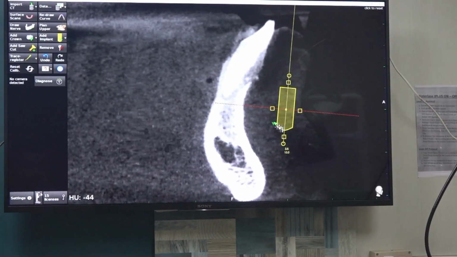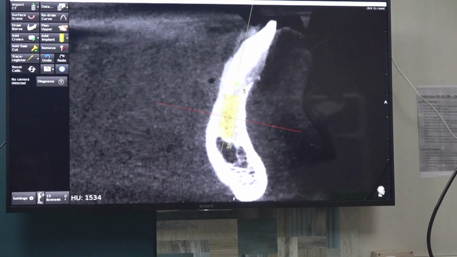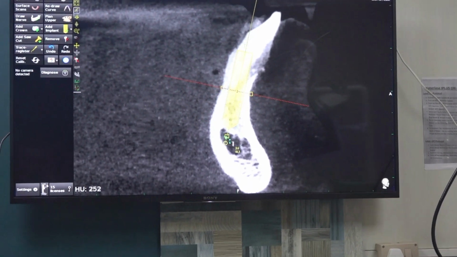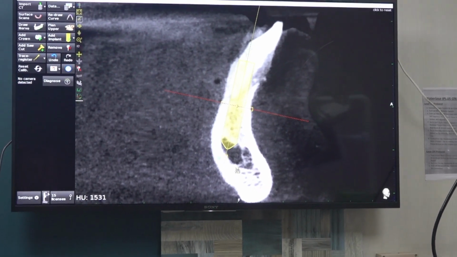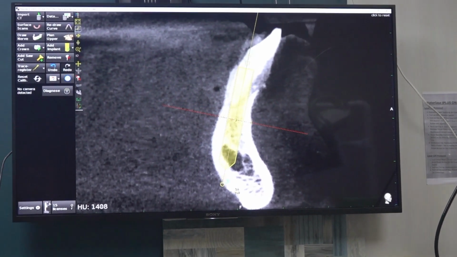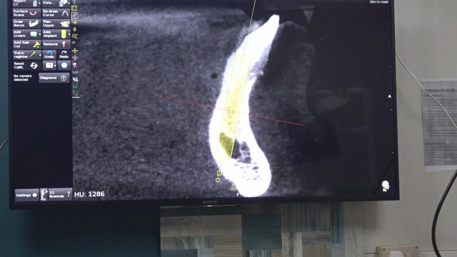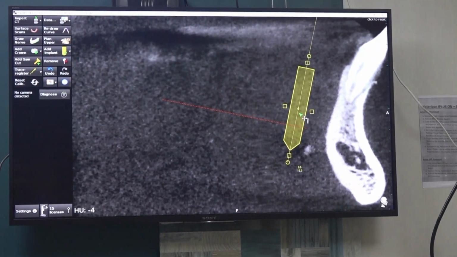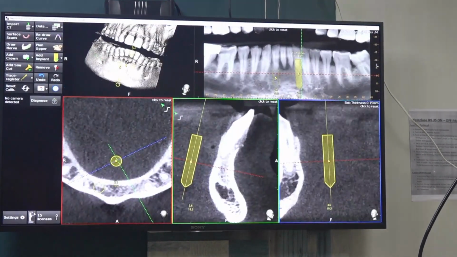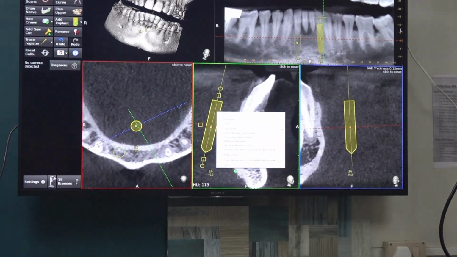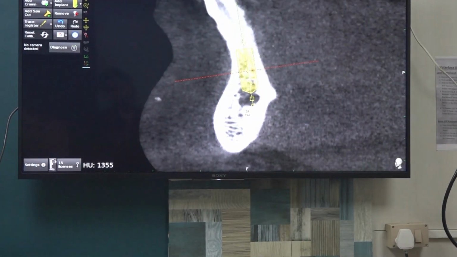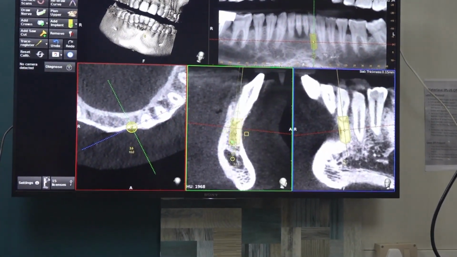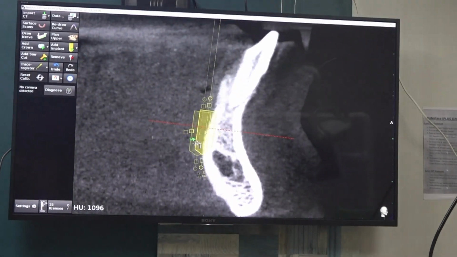So choosing a shorter length, probably around 17, is okay. If you choose a longer implant, you may even perforate here, which we should avoid. See, this is almost like a C shape, right? C shape.